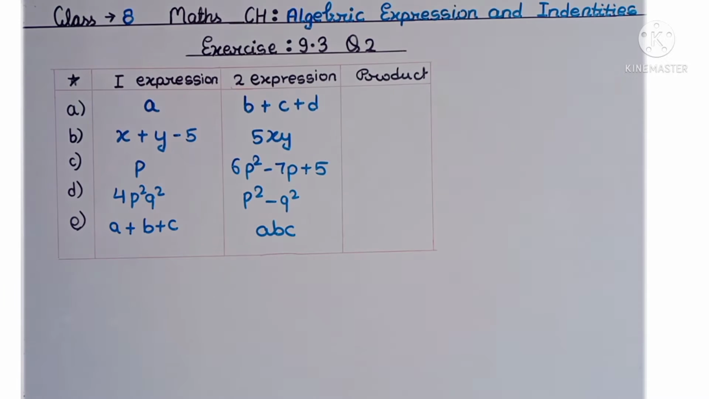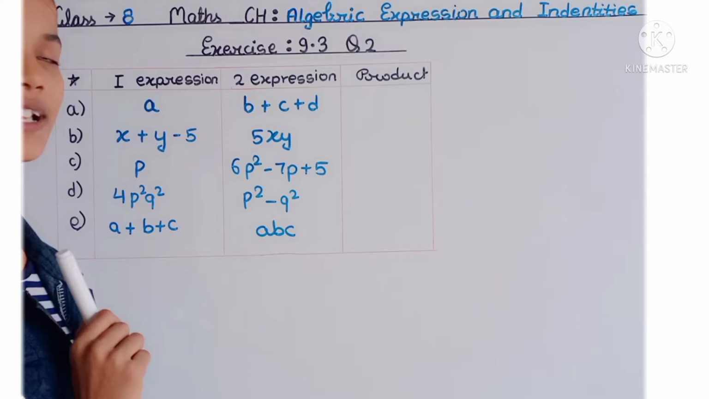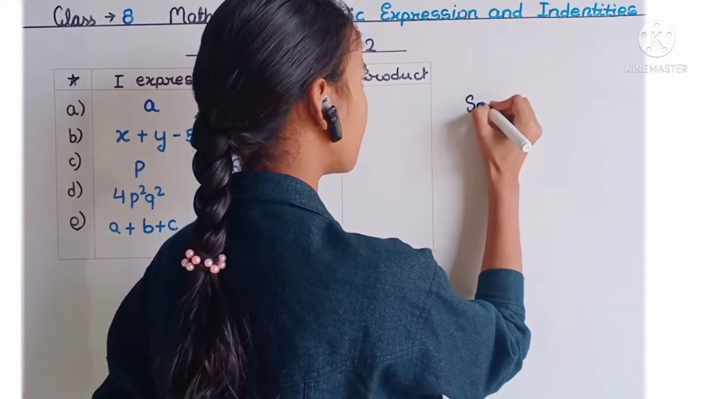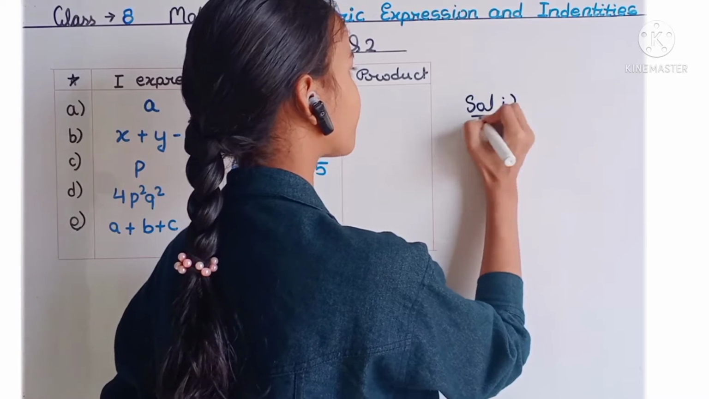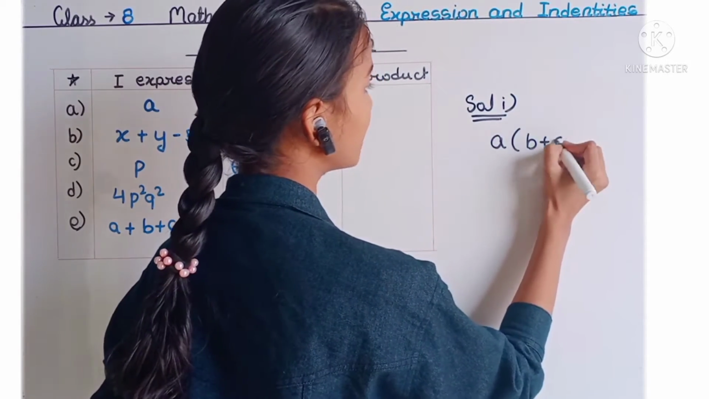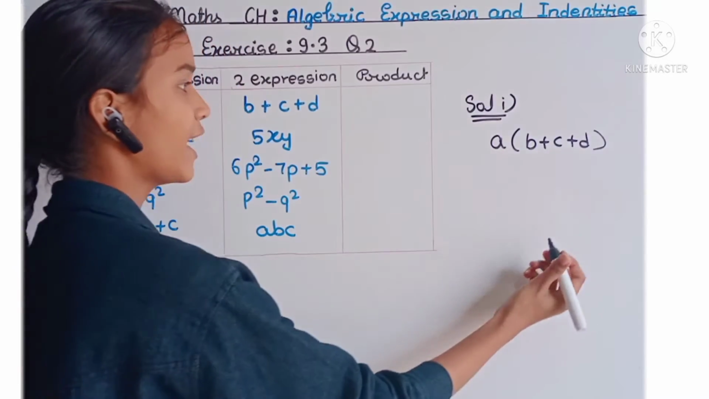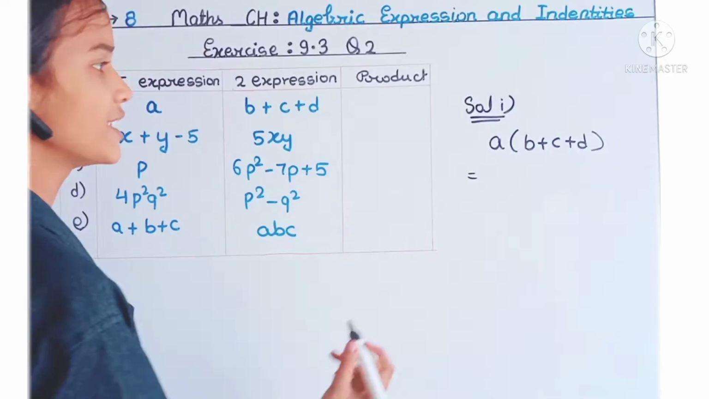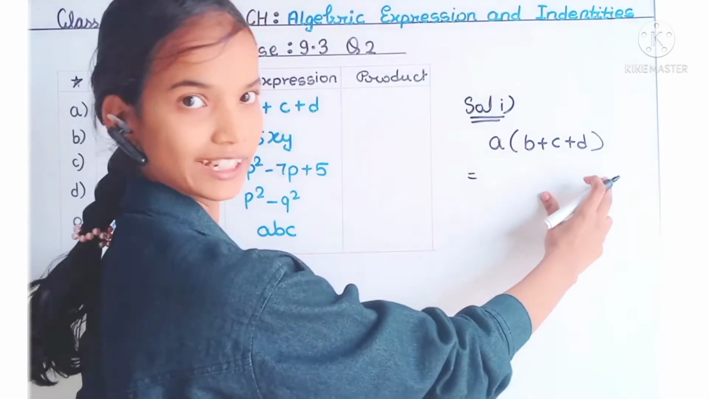So we will start from the first part of this question, in which the first expression is a and the second expression is b plus c plus d. So let me write it like we did in the first question. A has to be multiplied by b plus c plus d. Right? We were writing it like this. Multiply a by each term given inside the bracket.